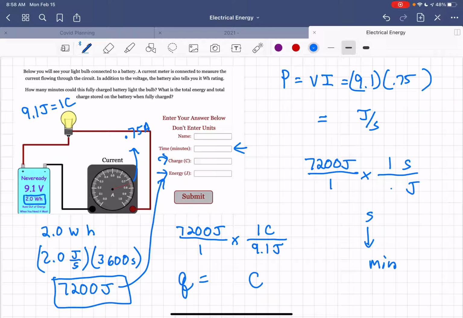So again, use your rating for the battery to find joules. Use the rating and the voltage to find out how much charge is on the battery. And then based on how quickly your light bulb is using energy, you should be able to figure out how long the energy of your battery will last.